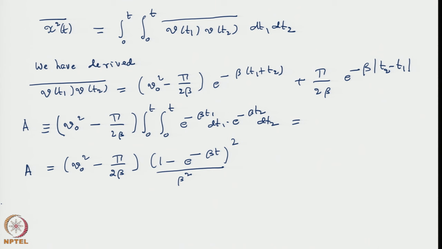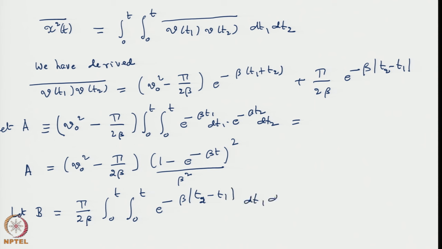Now comes the second term. In the second term, once again, we have to take care of the fact that we have a modulus function. So, let us define the B integral. Let B be defined as gamma by 2 beta times the integral 0 to t, 0 to t of e to the power minus beta mod of (t2 minus t1) dt1 dt2.